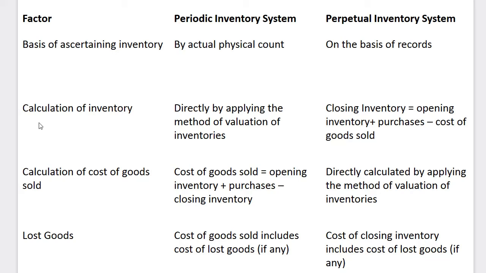Okay, another factor is the calculation of inventory. For periodic, it is directly by applying the method of valuation of inventories. Now for perpetual, it's computed this way. Closing inventory equals the opening inventory plus the purchases minus the cost of goods sold. So for periodic, if you look at the difference between the two, periodic relies really on actual physical counting at the end of the period.